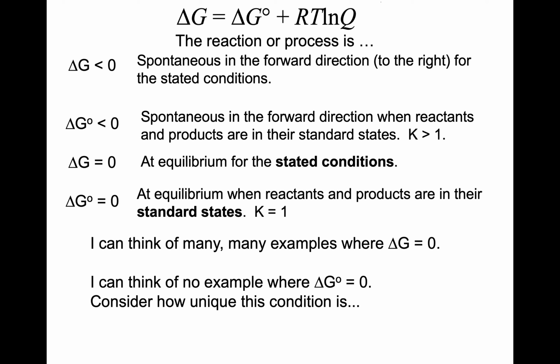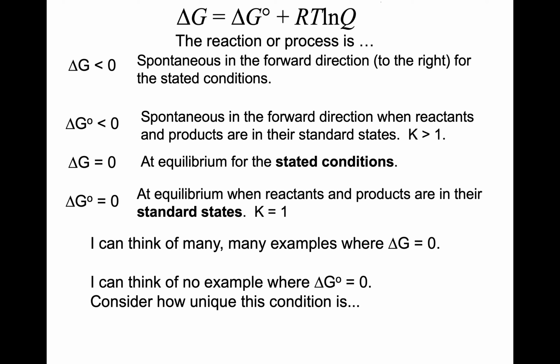Now, I can think of many, many examples where delta G equals 0, right? If I know values where it's at equilibrium, I am telling you when delta G equals 0. However, I can think of no example where delta G naught equals 0. Consider how unique this is. This would be to say you've put together a reaction, and it just turns out that it is at equilibrium when every single concentration or amount is 1.